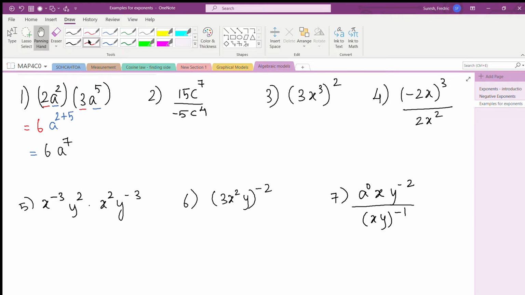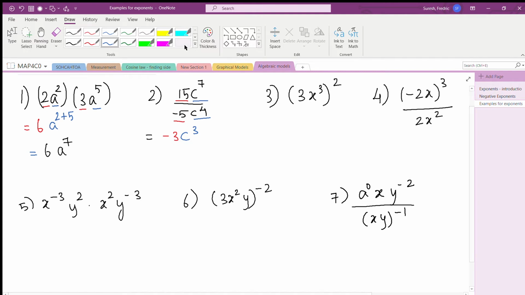Let's look at numbers first. 15, negative 5. When you divide 15 by negative 5, you will get negative 3. And you have c to the power of 7, c to the power of 4. Because it is a quotient, you'll have to subtract 7 take away 4. 7 take 4 is a 3.